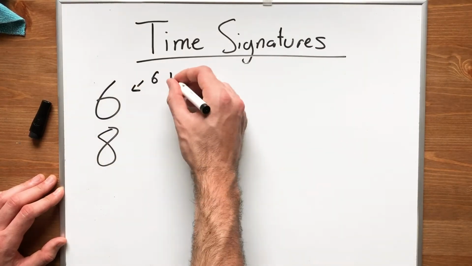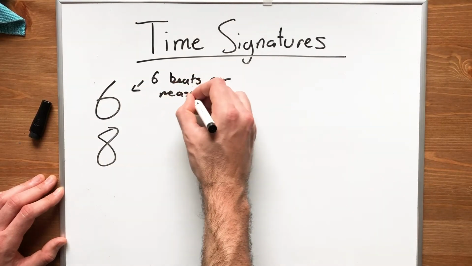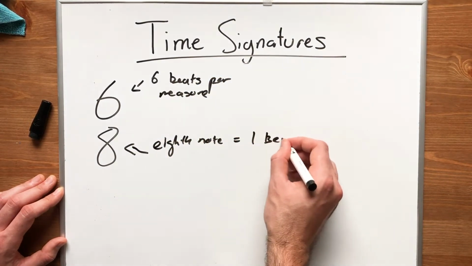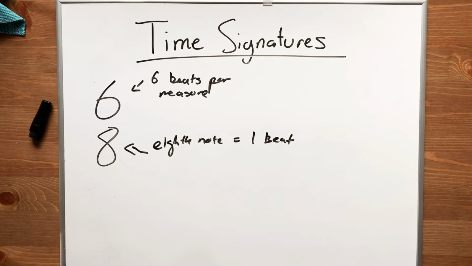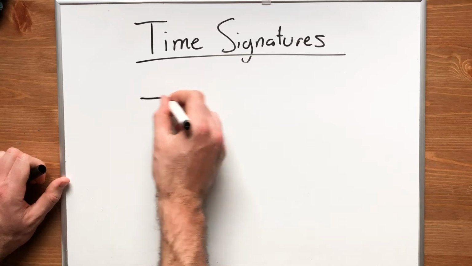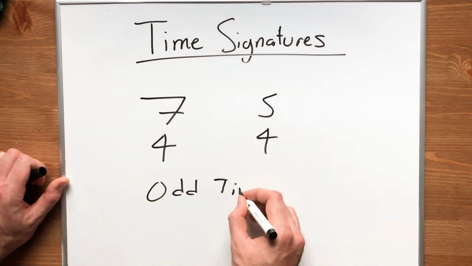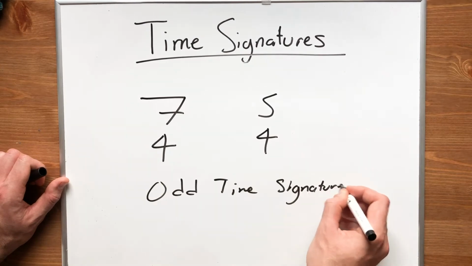There's also many different kinds of time signatures like 6/8. So 6/8 means that there are 6 beats in the measure, and 8 is on the bottom, so that means that eighth notes are counted as 1 beat in that case. There's also something called odd time signatures, which are things like 5/8, 7/4, 5/16, all kinds of crazy things.